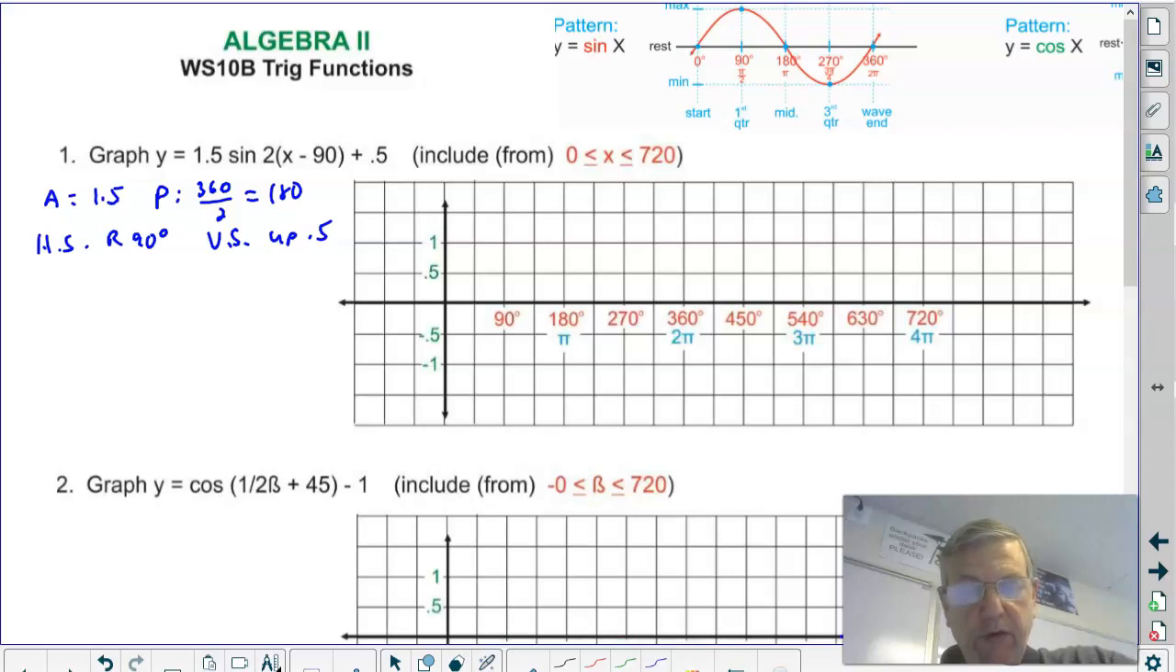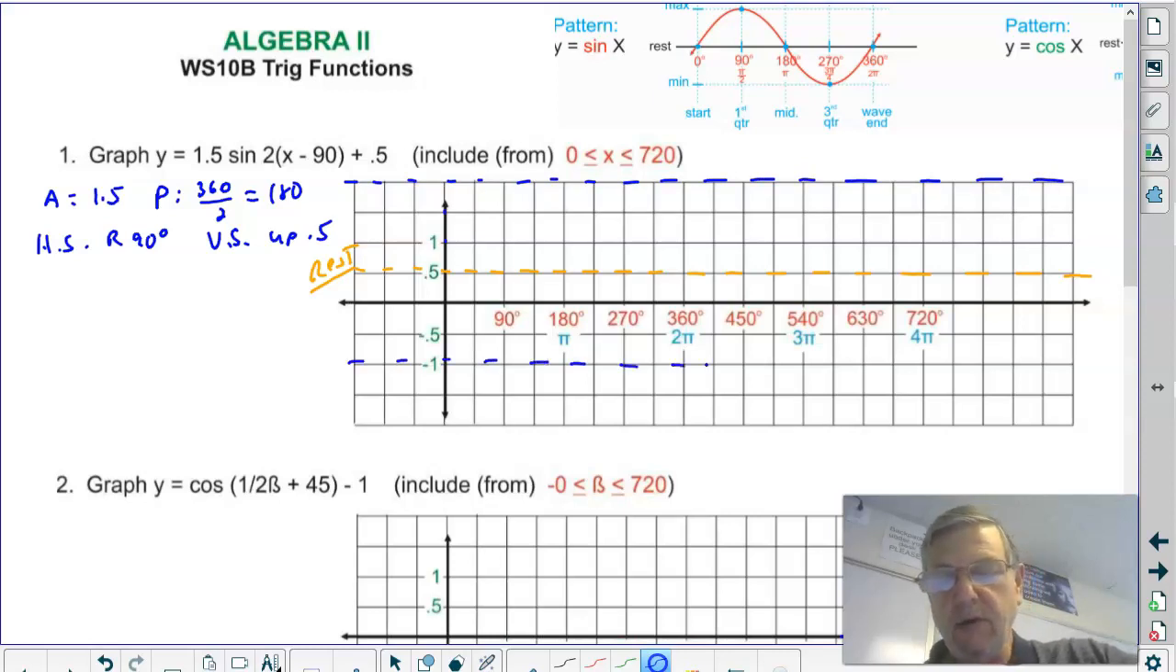So I'm going to do the vertical shift first at 0.5. This is the rest of my wave. In other words, the zero position. I call it rest. It's the zero position. Now I can go ahead and do my amplitude. From here, I have to go up 1.5. So 0.5, and 1.5 up from the rest gets me up to here. 1.5 down from the rest takes me down to here. Now I have my max, my crest, and my min, my trough of my wave.